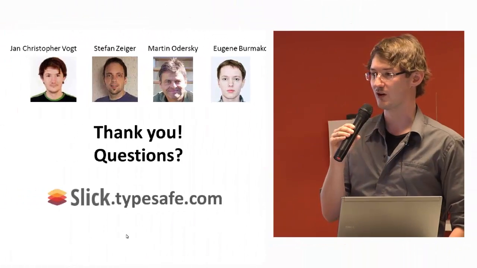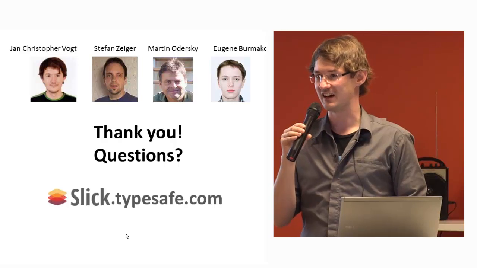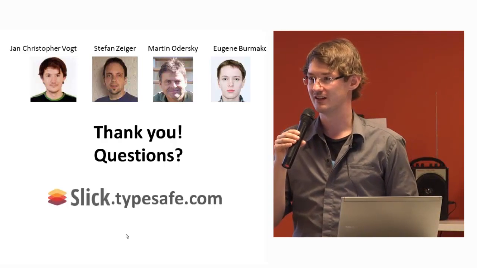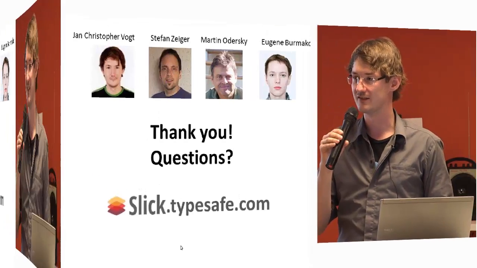Okay, so your comment is if we want Scala or Slick to be associated with high availability, we should rather focus on Cassandra and others.